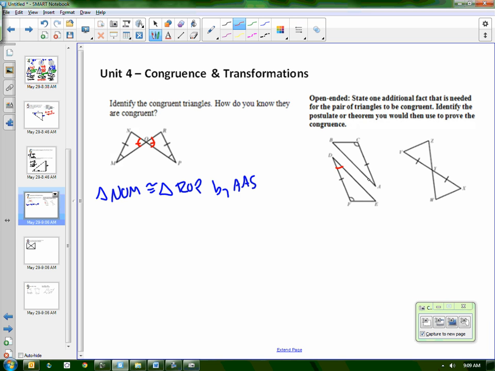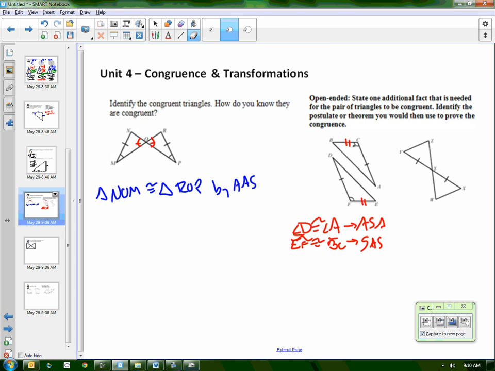Well, if angle D was congruent to angle A, then I would have angle, side, angle, and I could prove the triangles. How else could I do this? I could do side, angle, side if you told me that EF is congruent to BC. And the last thing, if I could do angle, side, that would be angle B is congruent to angle E. Then I would have angle, side.